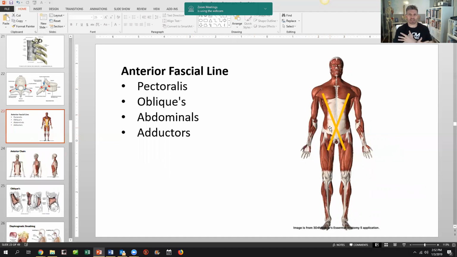Because if we're talking about rotation of the thoracic spine, that means this entire fascial line has to move, or what you'll actually feel is tightness in someone's adductor. Someone will feel tightness in the adductor in a certain position when they rotate to the opposite side. So again, the connection is very strong. It's a strong fascial connection of the pecs, the obliques, abdominals, and the adductors.